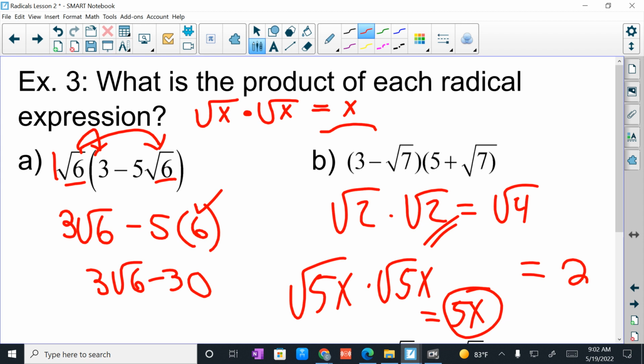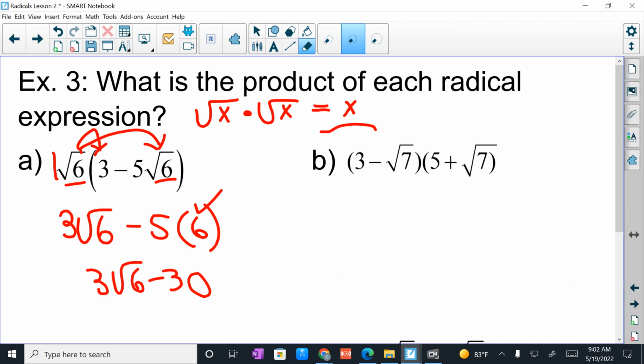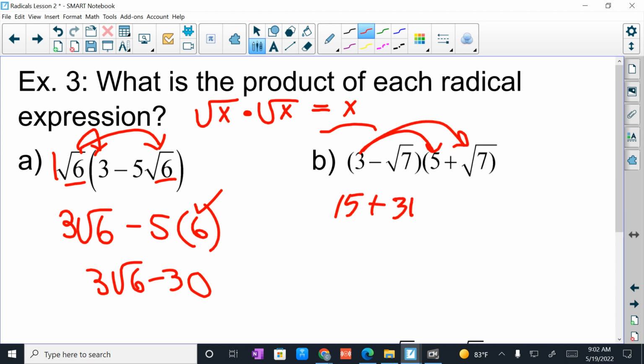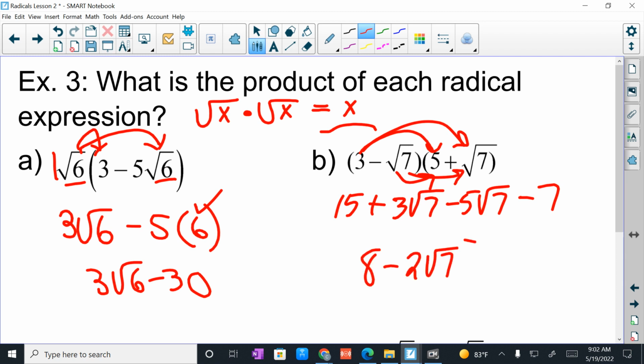Okay. Now, we distributed there, guys. What's it called when we multiply a polynomial times a polynomial? FOIL. Thank you. Let's go. 3 times 5, plus... Minus 7. Excellent job. 15 minus 7 is 8, guys. Minus 2 square roots of 7. Questions? Talk to me. I know I'm going fast, but I know you can handle it as well.